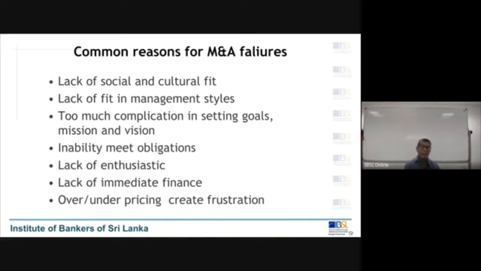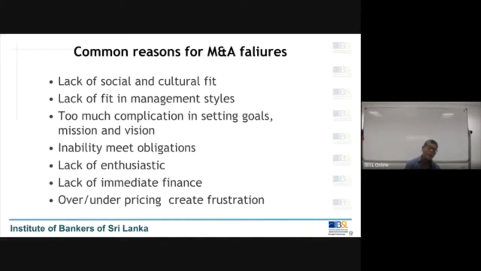Then sometimes you feel that you have paid a little higher value to purchase this organization, right? Or underpriced. So overpricing and underpricing create frustration. You think, I spent more money to take over this company, so it should give me more. These are some of the common reasons for mergers and acquisitions failing. Clear? I hope you understood that part, right?